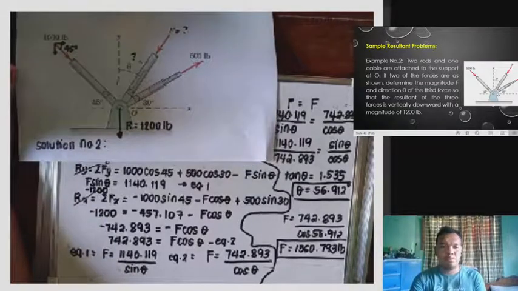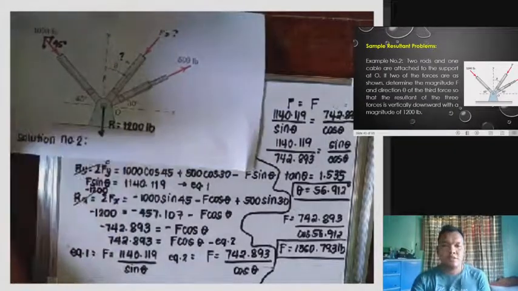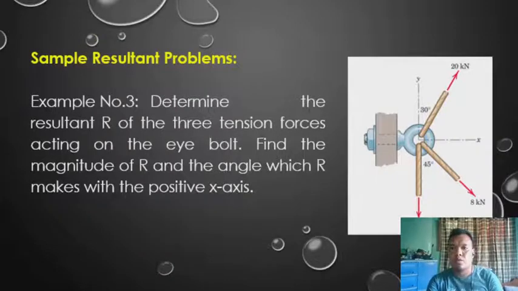Okay. Next problem again. The solution is long. Okay. We have here example number 3. Determine the resultant R of the 3 tension forces acting on the I-bolt. Find the magnitude of R and the angle which R makes with the positive axis. So, this means the resultant force will go to our x-axis. In that case, R.